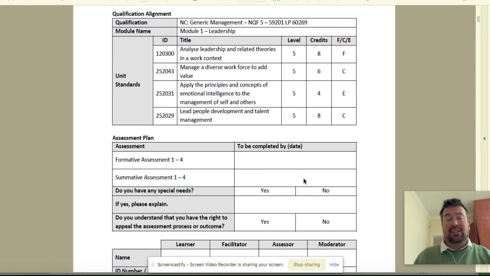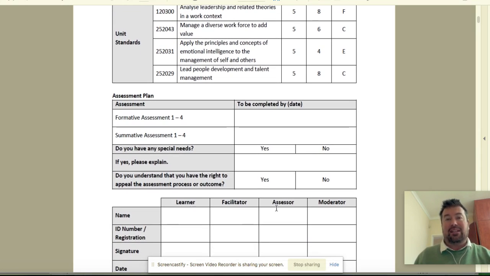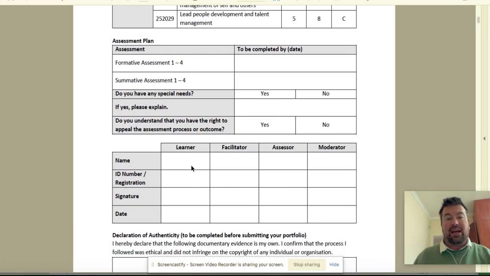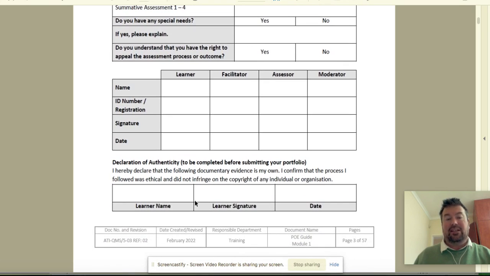If you have any special needs, if you deal with things like dyslexia or anything like that, or maybe you're having an operation in the next month, then at least let us know. Then you understand that you have the right to appeal any assessment outcome, so you can just do yes. And then fill in over here your name, your ID number, as well as sign and date. Then you have to declare that this is your work and only your work, that you haven't copied from someone else. So over here, please make sure that you put your name, your signature, and the date.